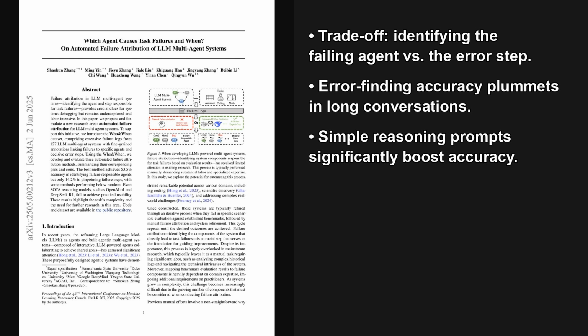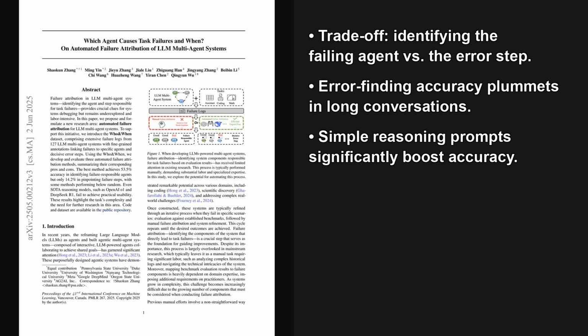Today, we're looking at a new paper called Which Agent Causes Task Failures and When? On automated failure attribution of LLM multi-agent systems. So, imagine you have a team of AI agents working together on a task, and they fail. Figuring out exactly which agent messed up, and at what specific step, is a huge headache. This paper calls that process failure attribution.